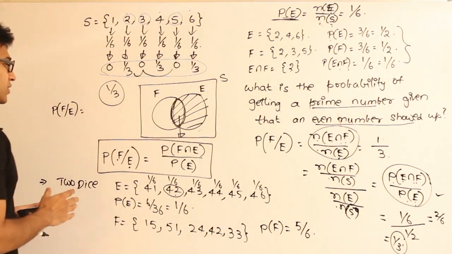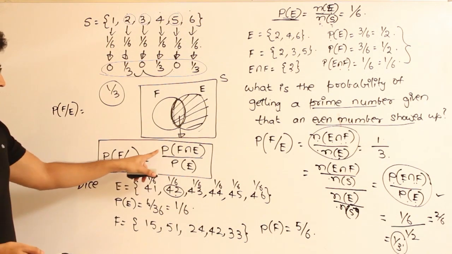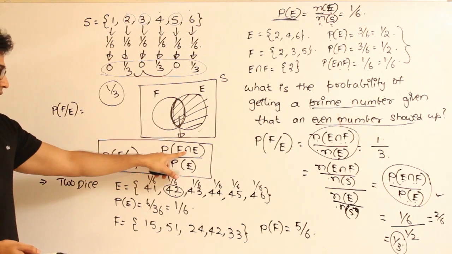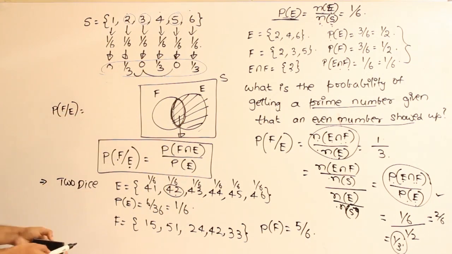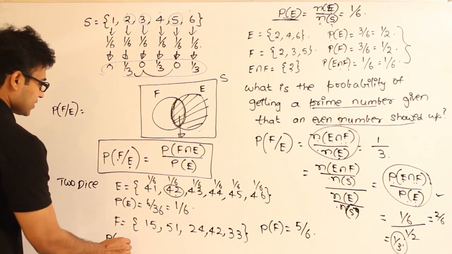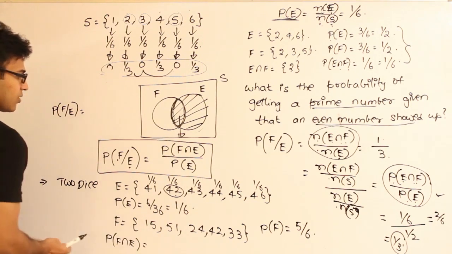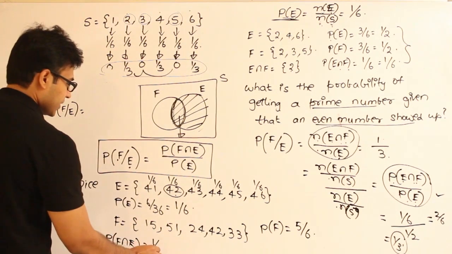Or the third method, which I suggest that you always use, is P of F given E is P of F intersection E divided by P of E. Now let's try to find out what is P of F intersection E. How many elements are present in this intersection? Only one, right? Therefore it is 1 by 36.